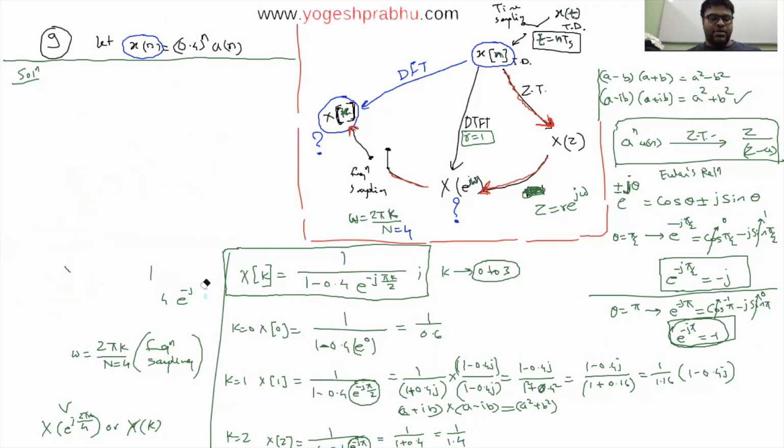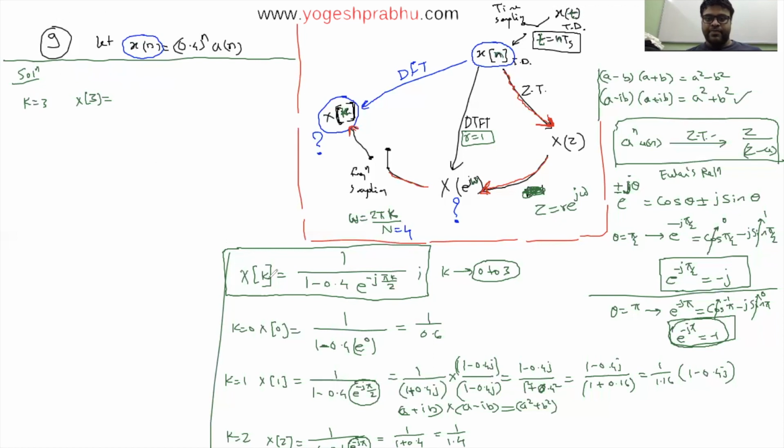Okay, so next we have to do k equals 3. Let's do k equals 3. If I put k equals 3, I'll get x of 3. Then I put k equal to 3 in this, put that value and solve.